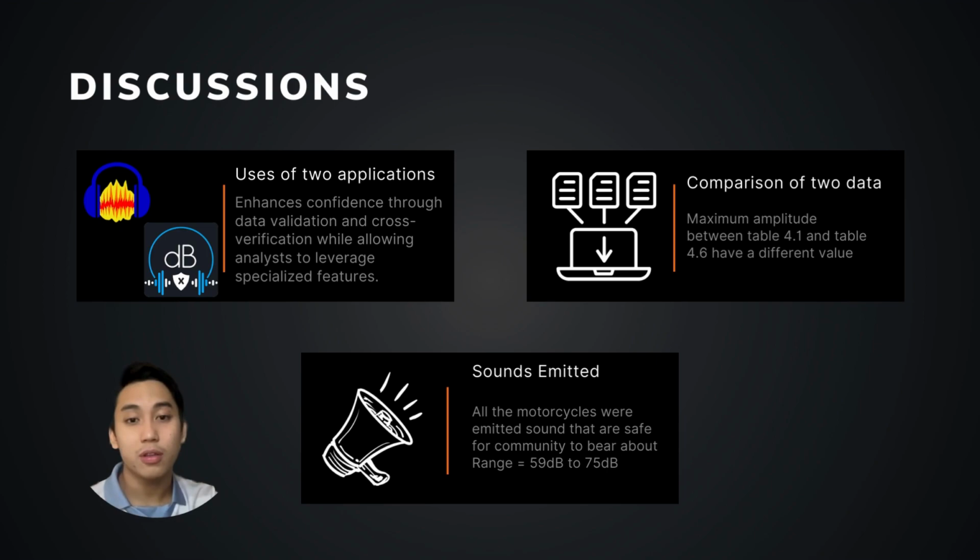We move on to the third point, which is the sounds emitted by all the 5 motorcycles. It is safe to say that all the motorcycles emitted sound that is safe for the community to bear, as all the range is from 59 to 75 decibels.